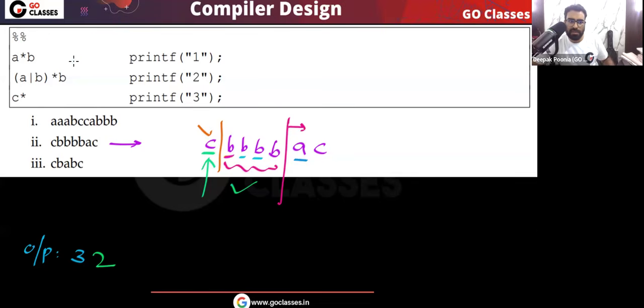Who is in the race? The first two regular expressions are in the race. When I read this C, now you can see all of them are out of the race. All these regular expressions are out of the race. So you will go back and you will find what was the last match. This was the last match. So this is our next lexeme.